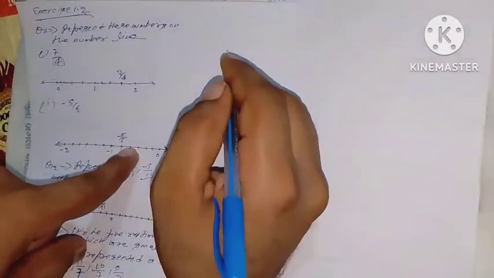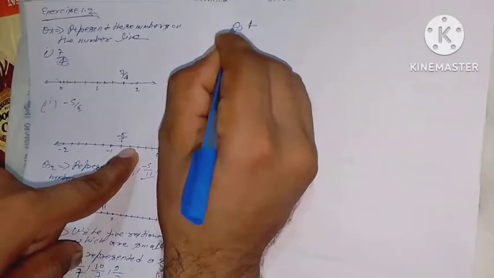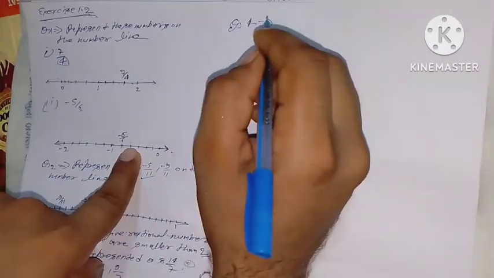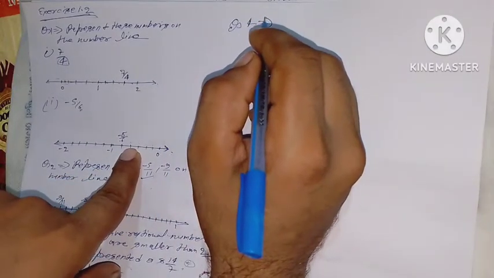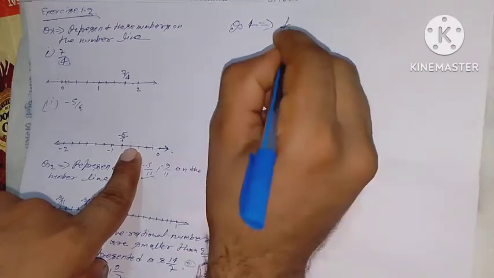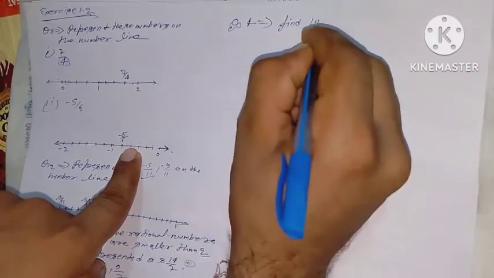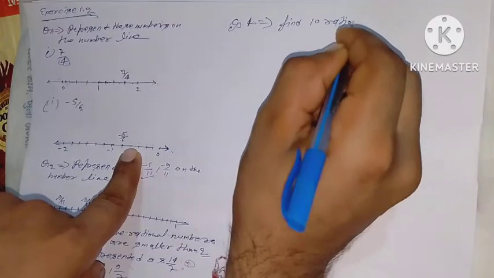Question number 4. Find 10 rational numbers between.